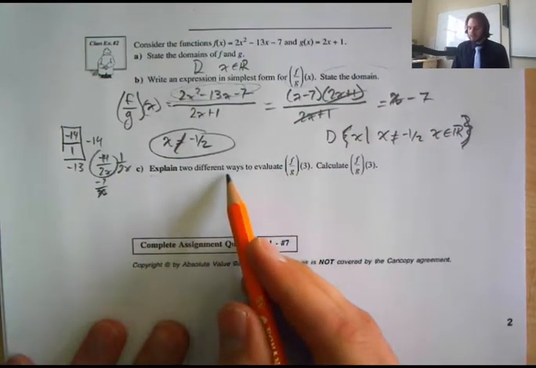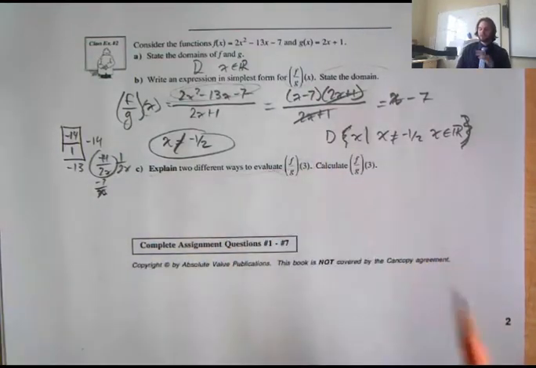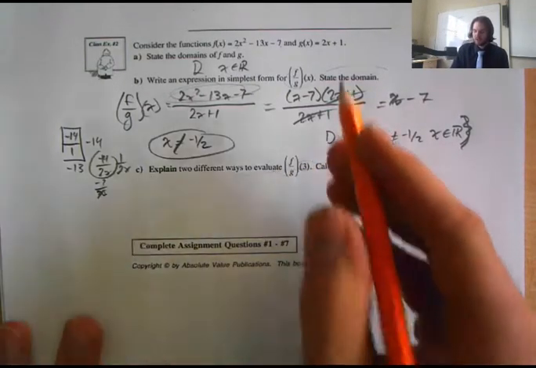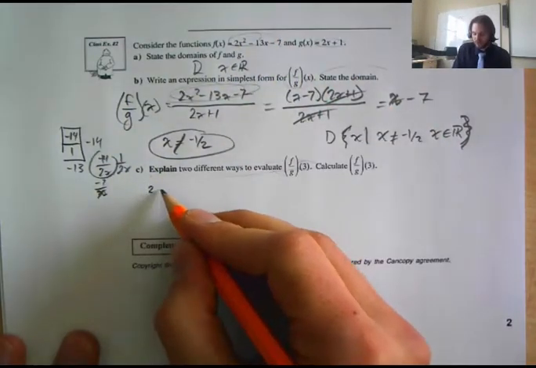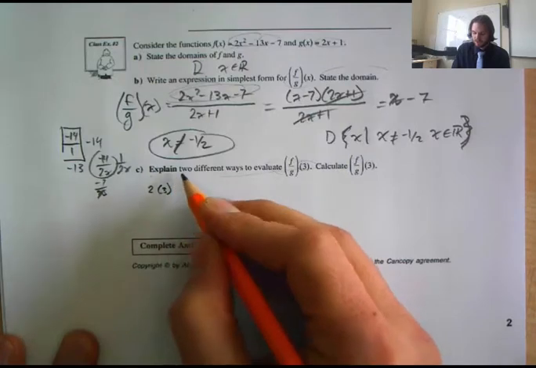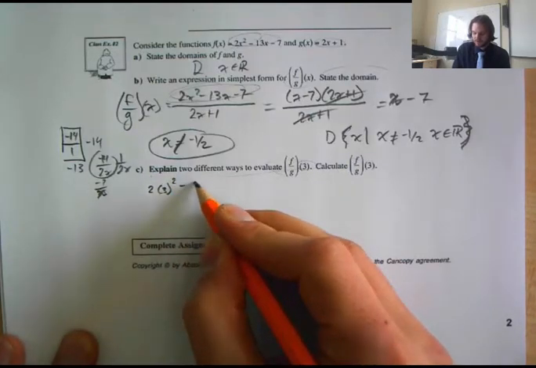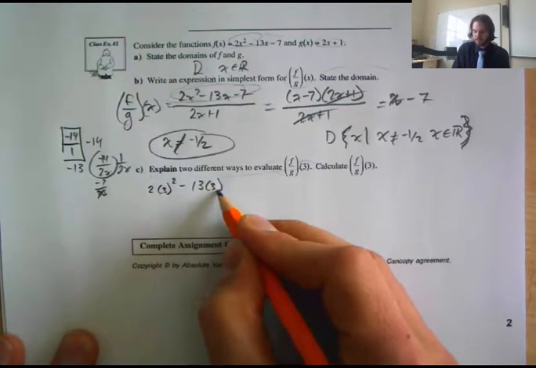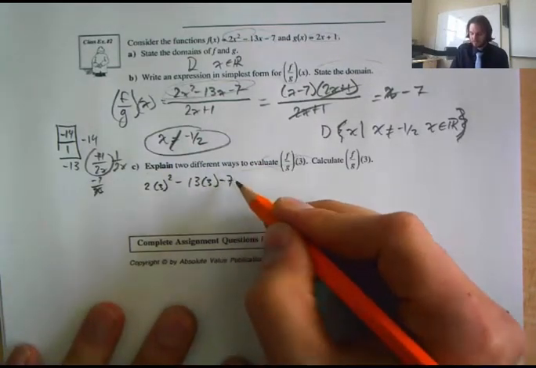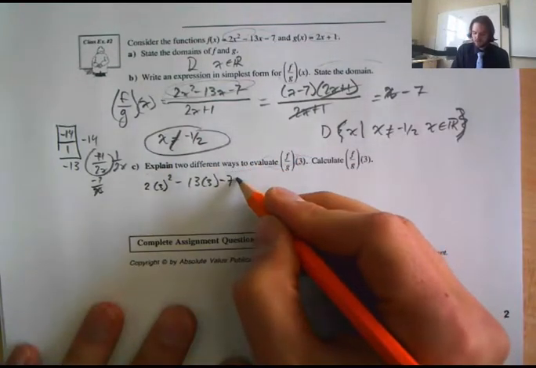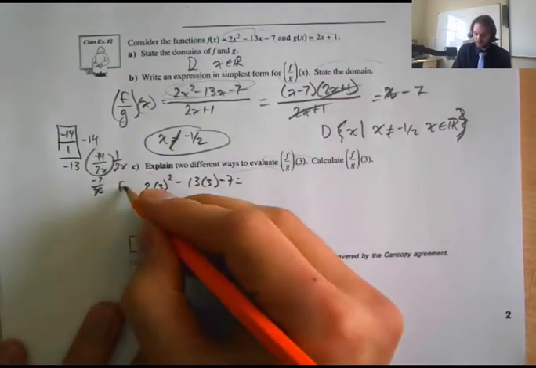This is explain 2 different ways of evaluating or calculating that. Well, we could go way 1 or way 2. First way I could do this is I could put in 3 for each of these and divide. So I could go 2 times 3 squared minus 13 multiplied by 3. And then I could have subtract 7, so I do f of 3 first.